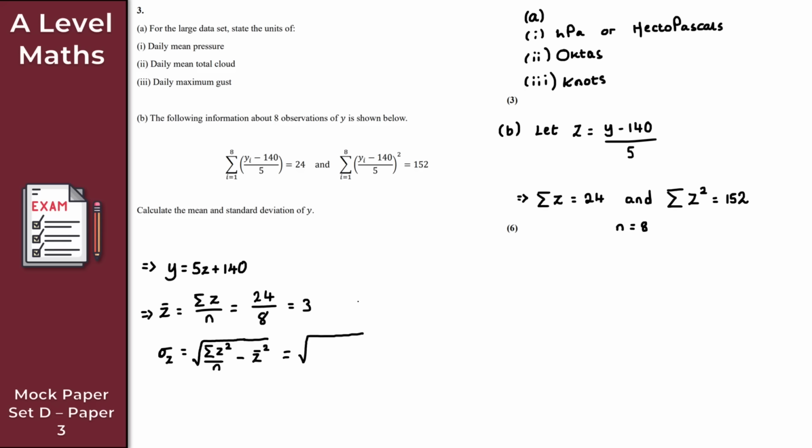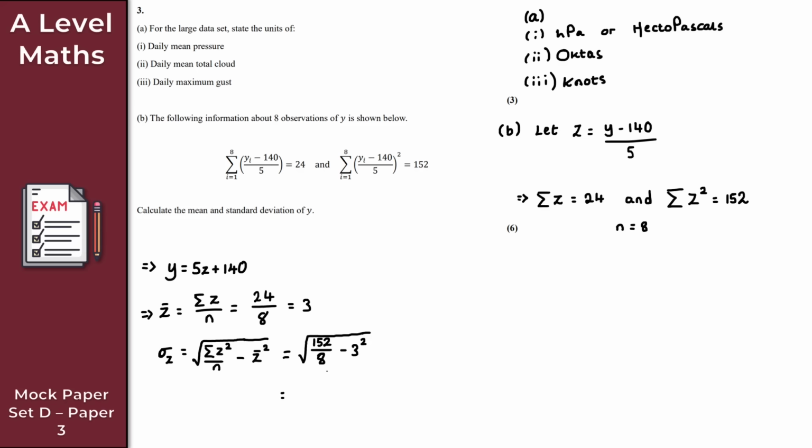I've got sigma Z squared, that is 152. That's over N, which is 8. And then minus here, Z bar squared. So whatever you got for Z bar, just throw that back in, right? If you didn't get 3 for whatever reason, then you just continue with your working here. Minus 3 squared, like so. So what does this give me here?